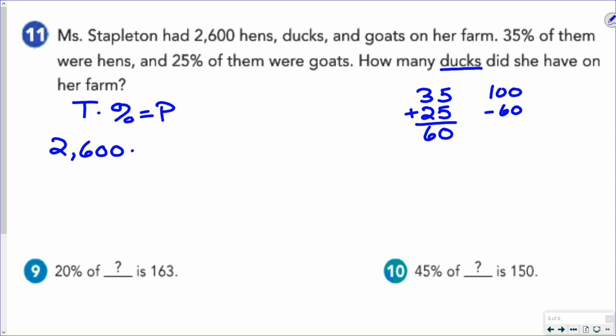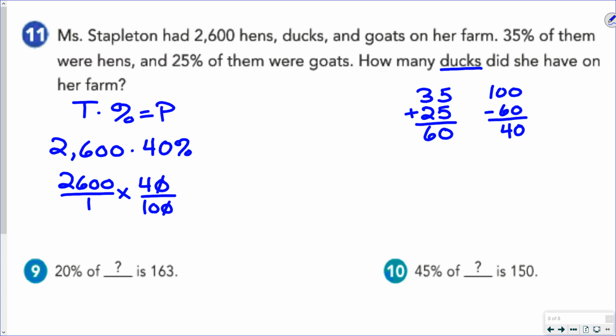So the ducks would actually be 40%. And so we need to find how many ducks there were. So 2,600 times 40 over 100, eliminate zeros, eliminate zeros. So we take 260 times 4, which is 1,040 ducks.